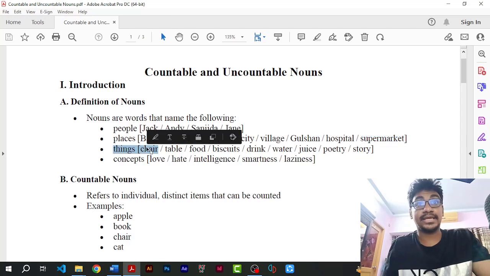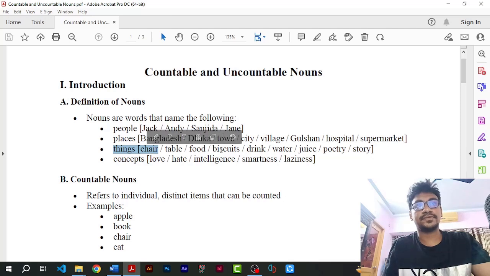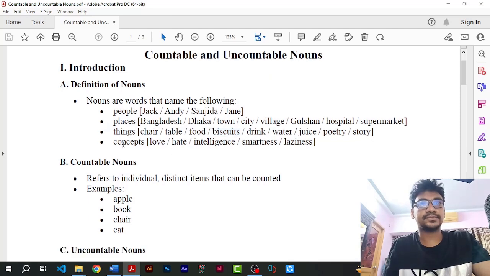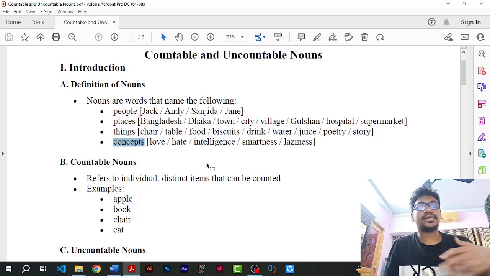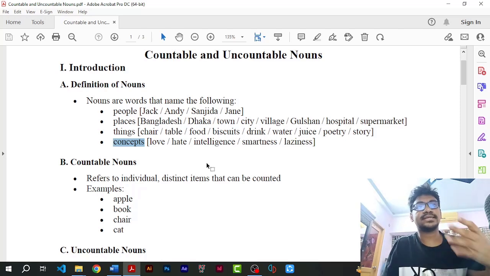It can be anything, it can be a chair, table, it can be some food, it can be water, juice, anything. And also some concepts, like abstract concepts, these are things that we cannot touch, see, smell. Like the five senses that we have, they do not apply to this. It's like a sixth sense thing.